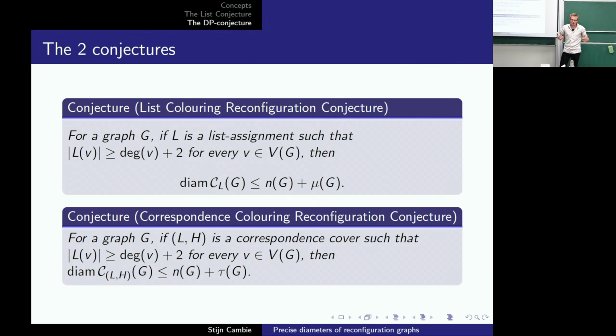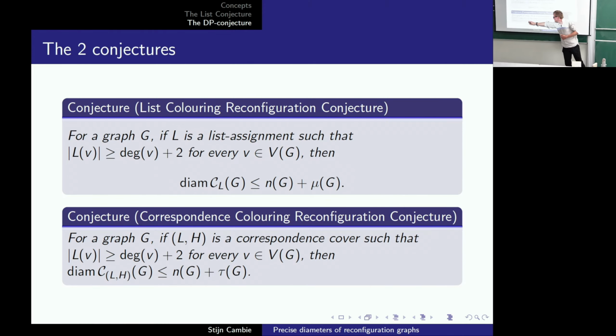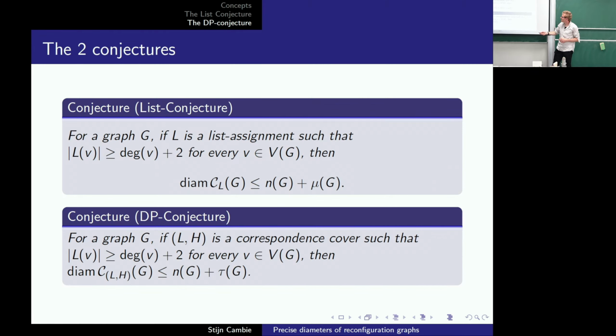And that was basically the talk in which I presented those two conjectures, which hopefully feel as appealing to you as to me and my co-authors. So in the list coloring version, we have n plus mu, the number of vertices plus the matching number, and in the correspondence version, n plus the covering number, and both of these would be sharp if true. That would be pretty nice. And this would imply a regular version of Cereceda's conjecture, which is linear instead of quadratic, and not just linear, but sharp. And more on this on Friday.